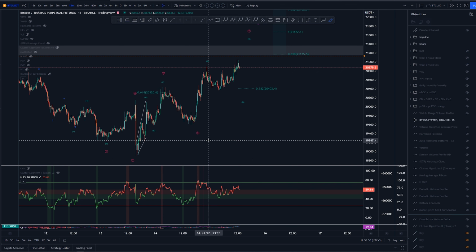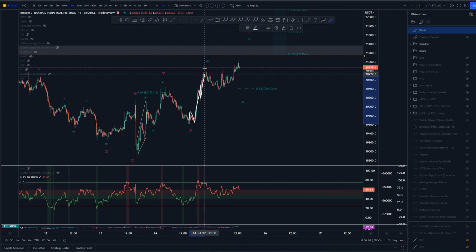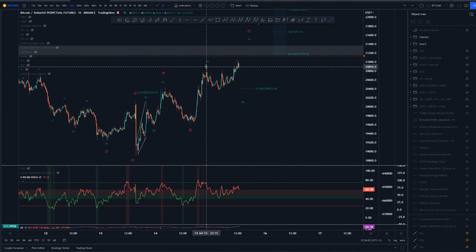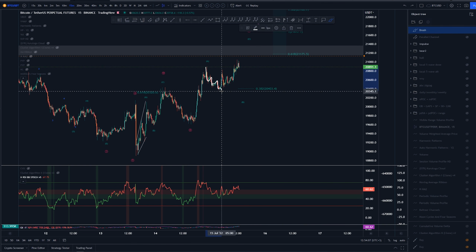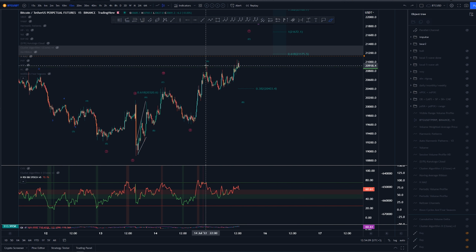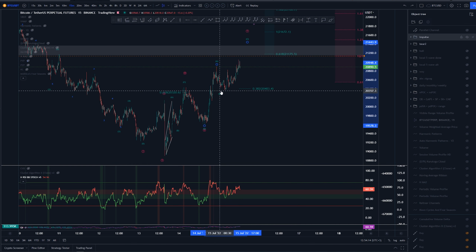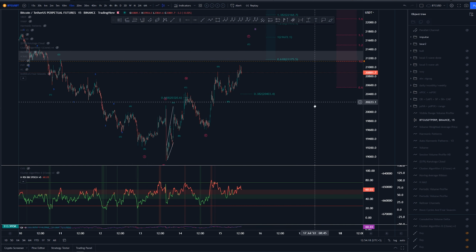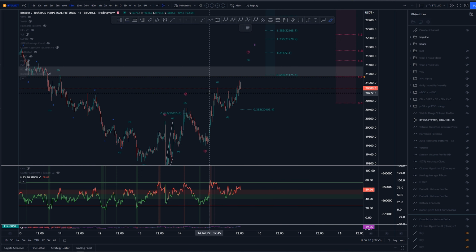Then we have some kind of pullback for wave X, and then we are looking again for A, B, and C. In this one, we would probably say that this is a 1, 2 here, 3, 4, and 5 into an A wave again, and then a 3-wave pullback. Either it is some kind of WXY or it's just A, B, and C. Doesn't really matter. It gets right into the 38.2 retracement that we need to have for a three-wave move.